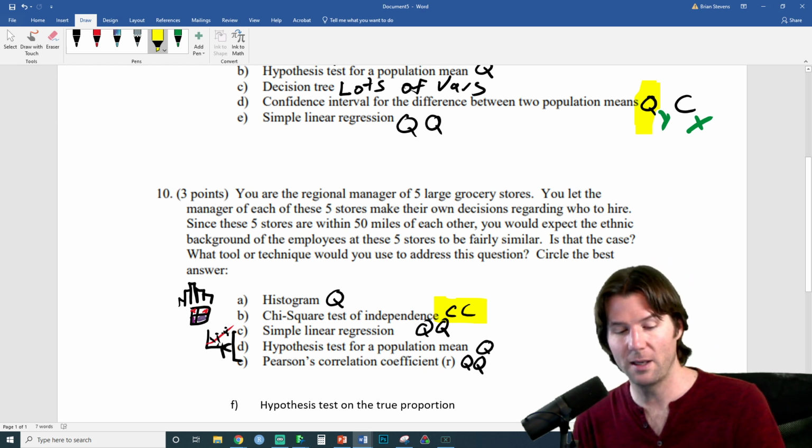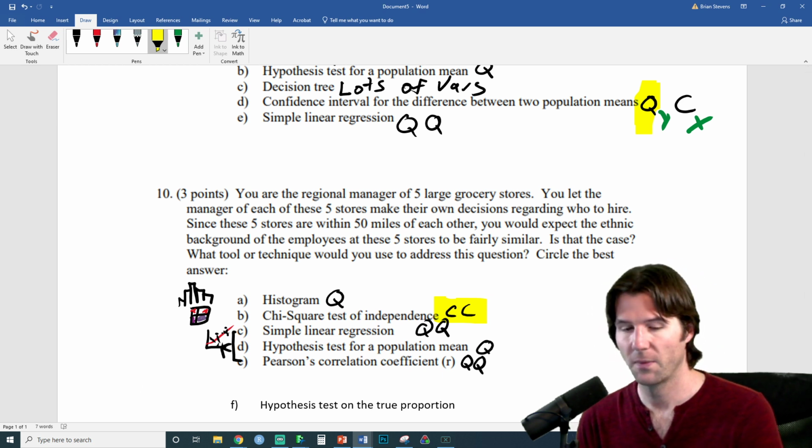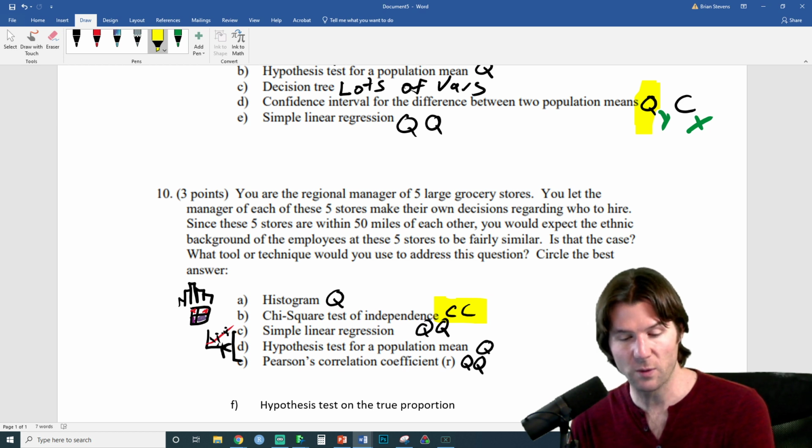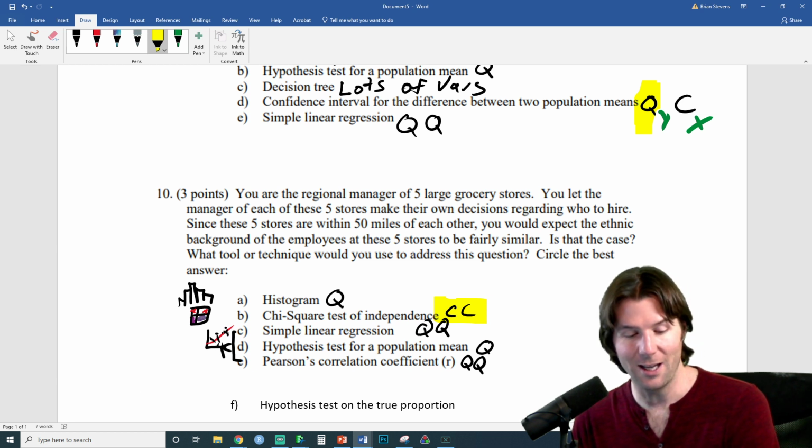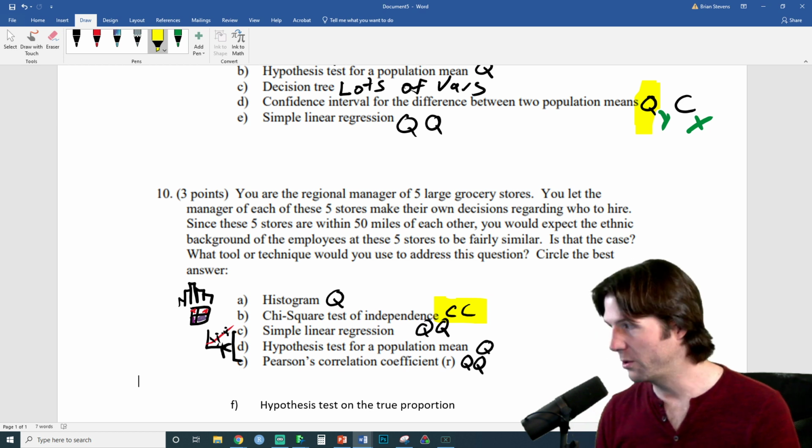You are the regional manager of 5 local grocery stores. You let the manager of these 5 stores make decisions on who to hire. Since the 5 stores are within 50 miles of each other, you would expect the ethnic backgrounds of the employees at the 5 stores to be very similar. Is this the case? What would you use to look at this?